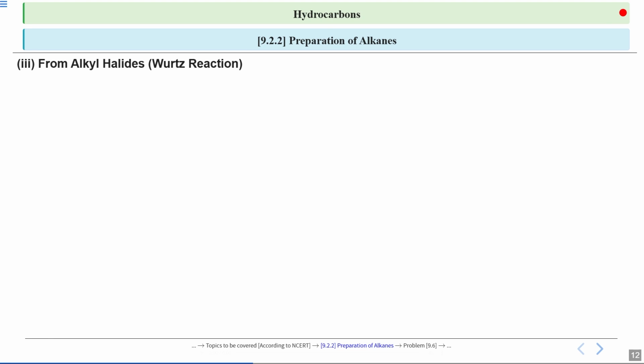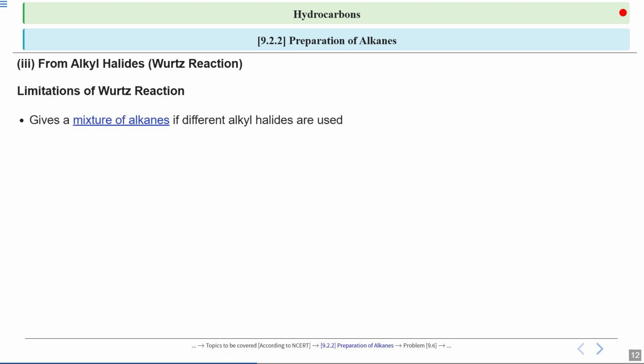Now, we will learn about some more Wurtz reactions. Let's start by discussing the limitations of the Wurtz reaction. It is important to note that this method can result in a mixture of alkanes when different alkyl halides are used. This can complicate the purification process and affect the yield of the desired product. For example, when using different alkyl halides such as methyl iodide and ethyl iodide, the reaction can produce a mixture of alkanes. This is a key limitation to keep in mind when planning synthesis using the Wurtz reaction.